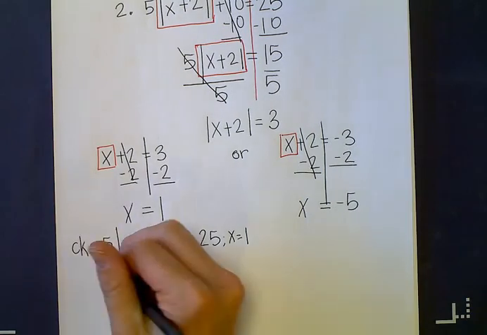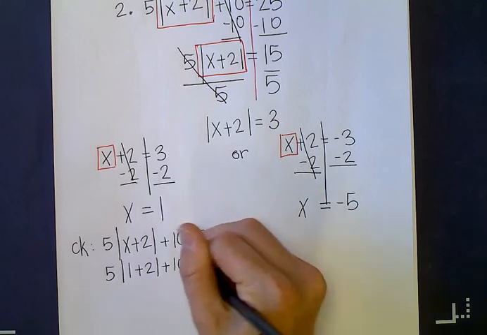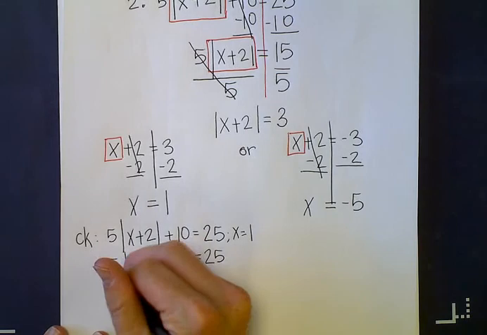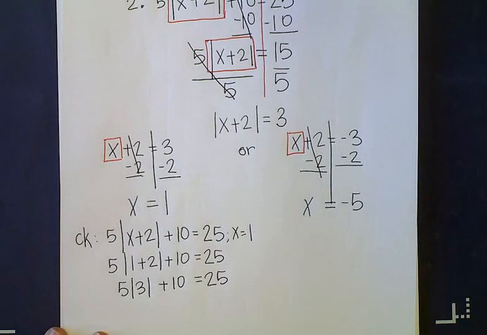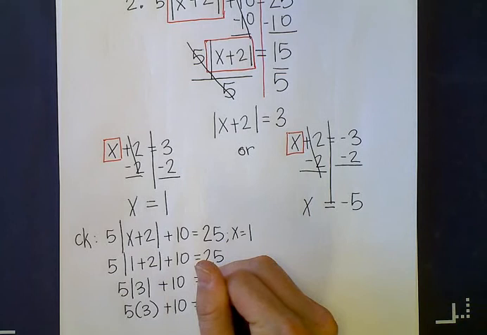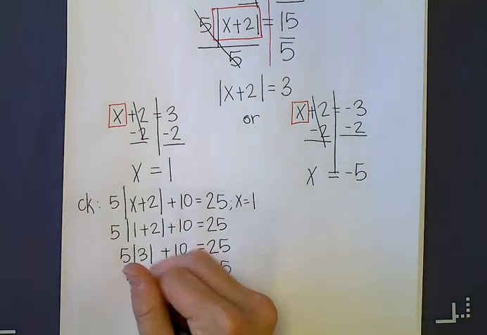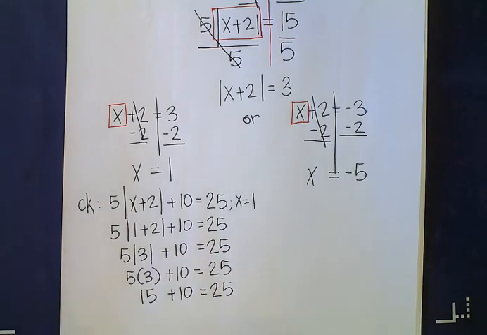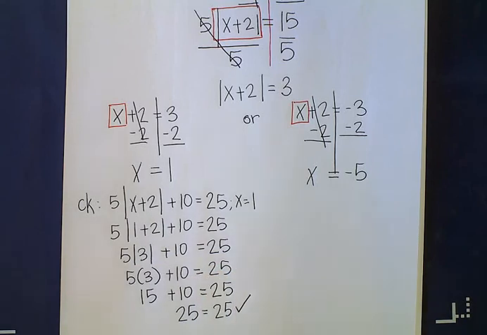We're going to plug in 1 back into our original equation. 1 plus 2 is 3. The absolute value of 3 is 3. Three times 5 is 15. 15 plus 10 is 25. This shows us that we were correct.